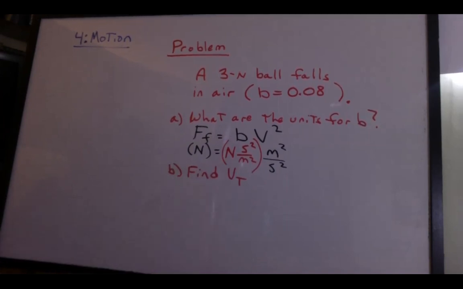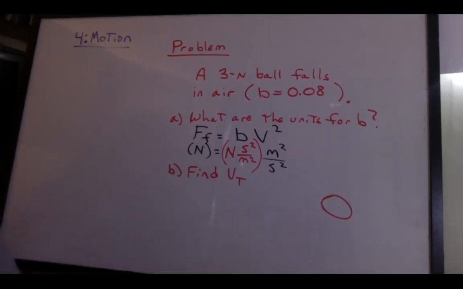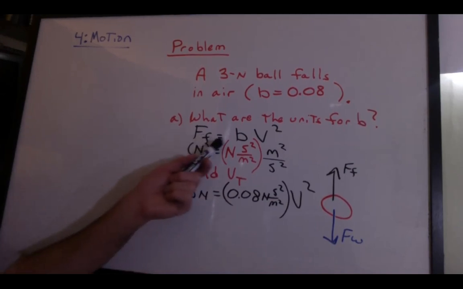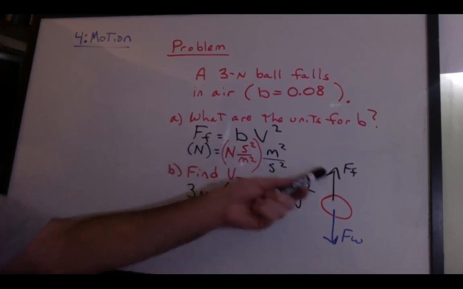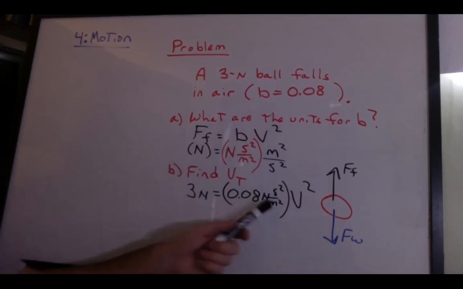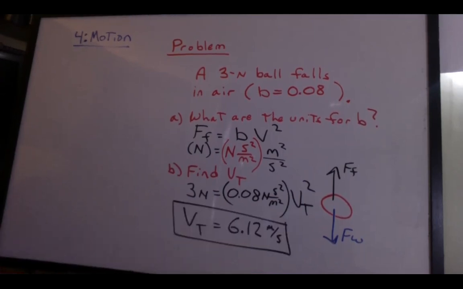Now we'll find the terminal velocity. Let's draw a free body diagram. What are the forces acting on the ball when we reach terminal velocity? You have the weight and the force of friction. And they've got to be equal to each other because we're no longer speeding up. So if I use the force of friction equals BV squared, the force of friction has to be equal to the weight, so I'll put in 3 newtons. B was 0.08 newtons seconds squared per meter squared. I can now solve for V, and that's a special V, so we use the subscript T. I get 6.12 meters per second.